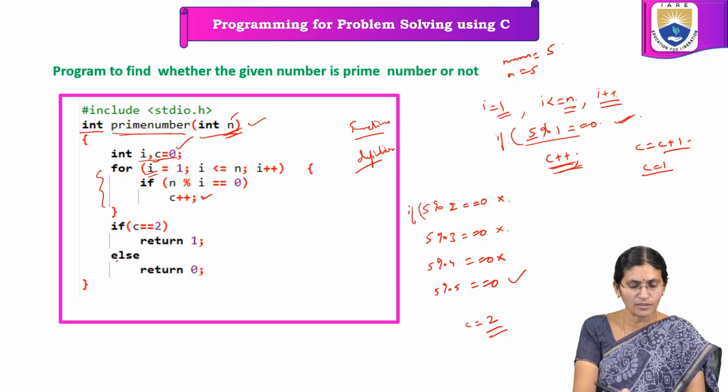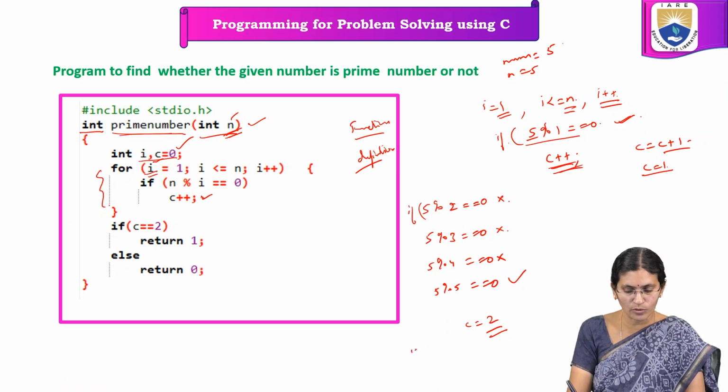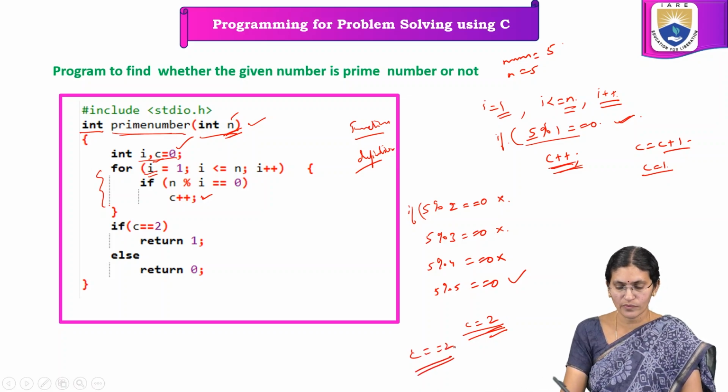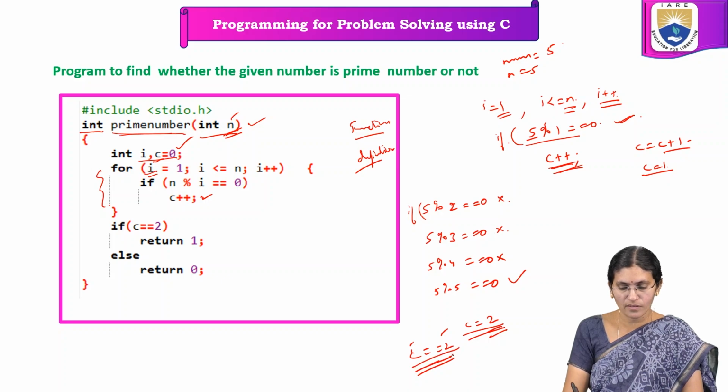So here we have written the if else condition. If C is equal to 2, so now we have the condition C is equal to 2. We are comparing the value of C with 2. This is a comparison using the equality operator. In C we have the value 2, and 2 is equal to 2. So this condition is true, and therefore it will return a value 1.